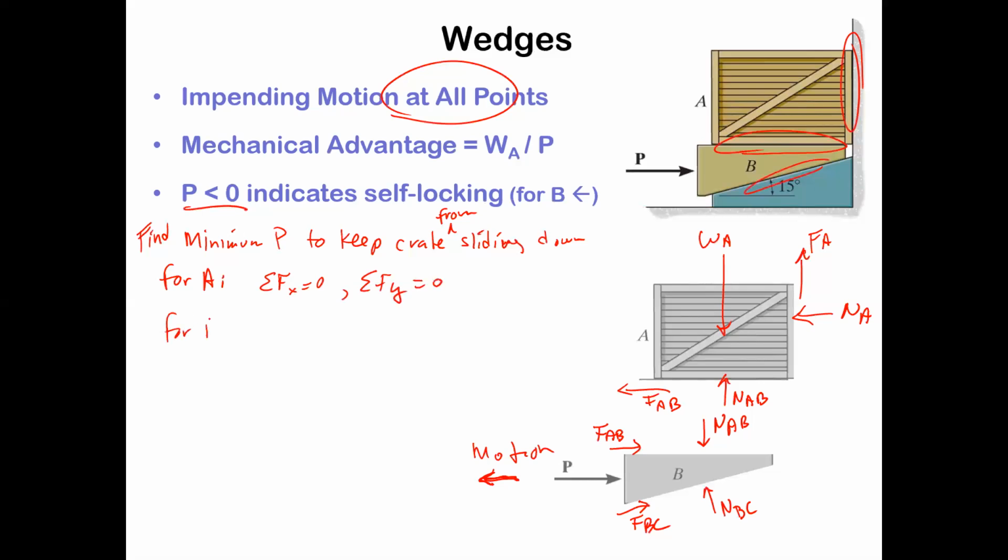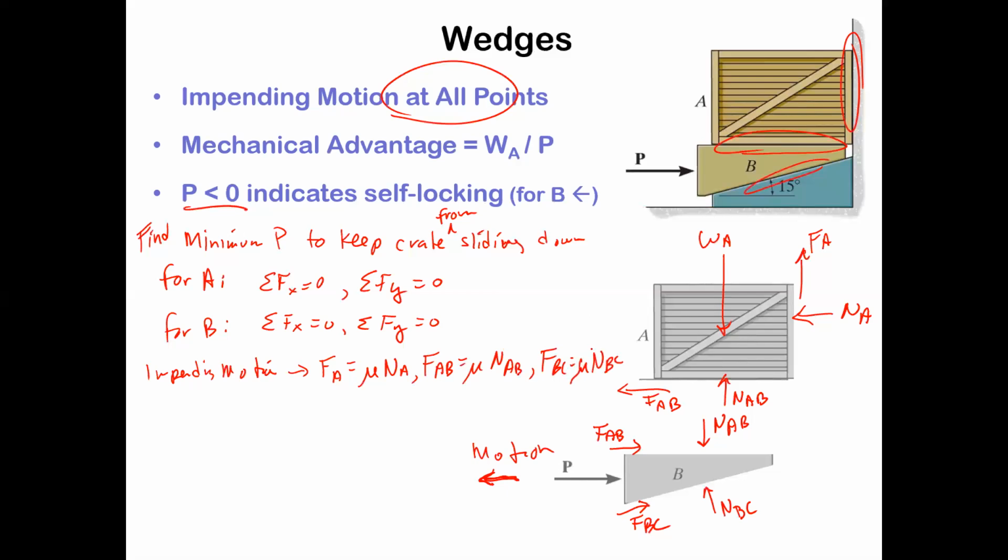For B, we're going to do the same thing. And impending motion is going to tell us that FA is going to equal mu times NA, FAB is mu times NAB. FBC is going to be mu times NBC. So those are all at their limits.